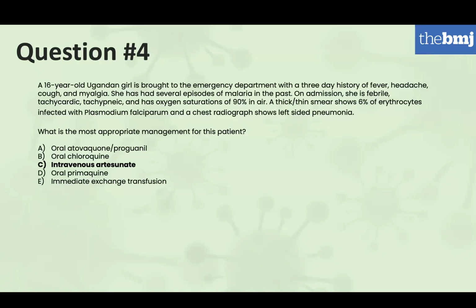Answer D, oral primaquine, is incorrect because it is used for radical cure of dormant liver stages of Plasmodium vivax and ovale to prevent relapse. It is not for treating acute Plasmodium falciparum. And answer E, immediate exchange transfusion, is incorrect because it is usually reserved for extremely high parasitemia, over 10%, and this patient only has 6%, or if the patient fails to respond to antimalarial drugs.